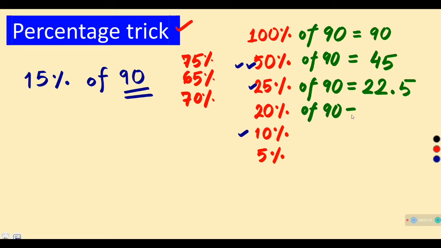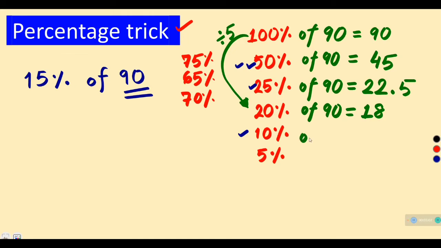20% of 90. How can you get 20% of 90? So this is very easy. You know the 100%. And how can 100 be equal to 20? When you divide this 100 by 5, we can easily get 20. So if you divide this 90 by 5, you can get 20%. It will be 18.